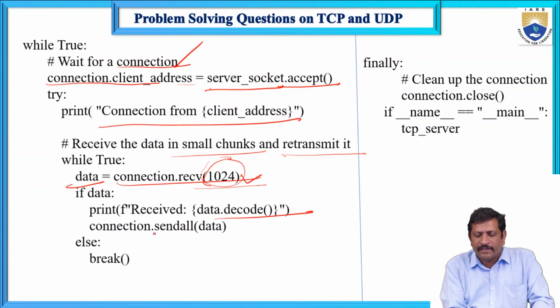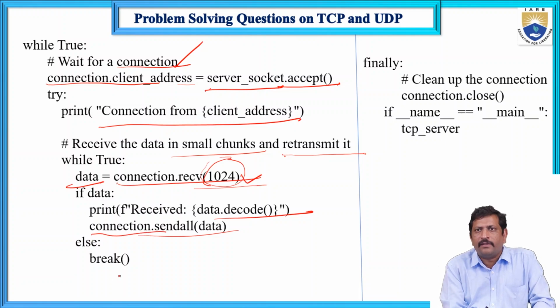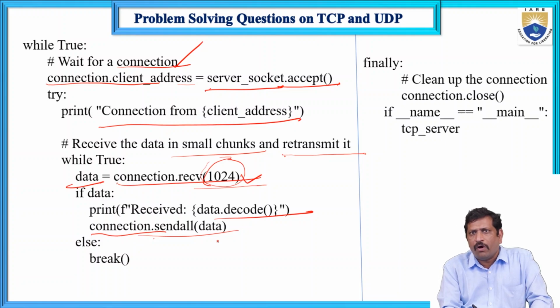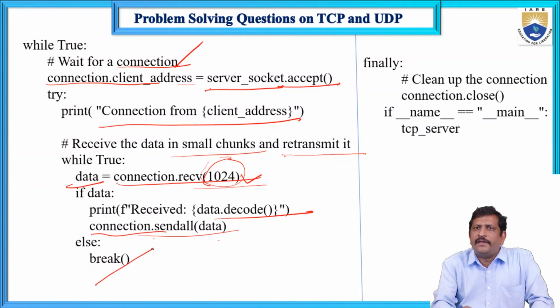That means the connection dot send all data. Else if the connection is established, we send all the data to the server. If it is completed, otherwise if it is not true, break the system. We can't send any data from client to server.